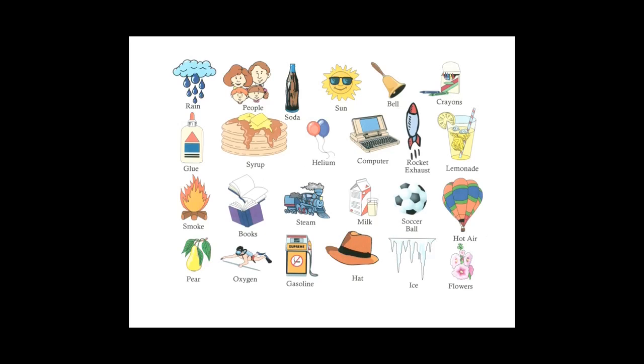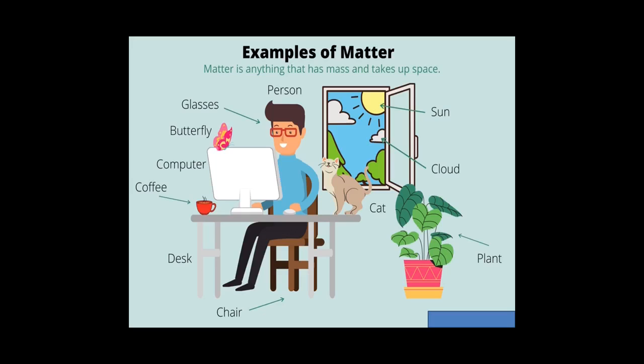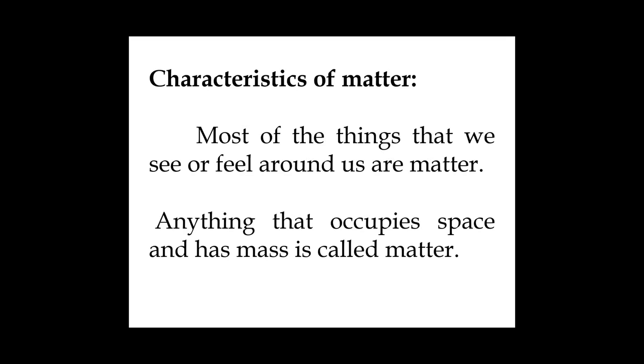Everything that you see around is matter. Matter is anything that occupies space and has mass. Matter is anything that has mass and takes up space. See, glasses, butterfly, computer, coffee, desk, chair, cloud, sun, cat, plant, everything. Everything that you see around is matter, and matter is anything that has mass and takes up space.